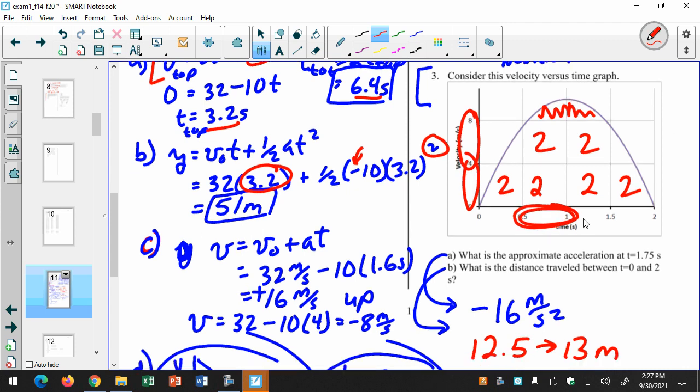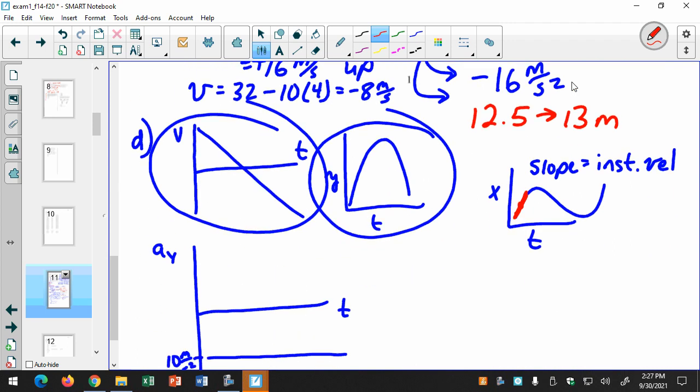Okay, so that would be one thing if I gave you a position versus time graph. The other thing is to find the average velocity. Now remember, the average velocity is delta x over delta t. So for example, if I'm asking the average velocity between this point and this point, you don't worry about the function in between. You're really just trying to find the slope of that line.